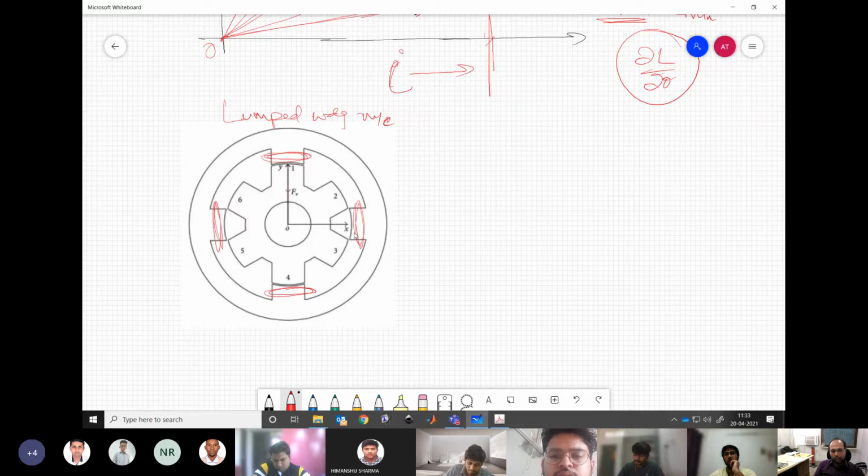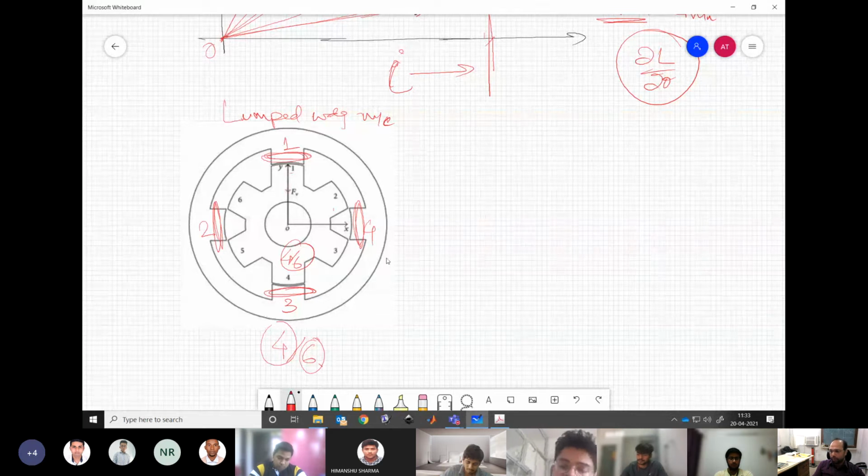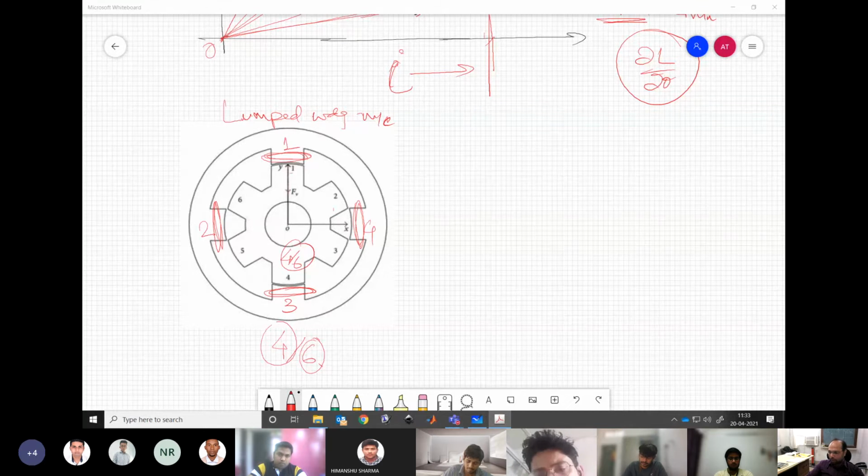Now, how are SRMs generally named? It is named as the number of stator poles by number of rotor poles. So as of now, if you see, there are 4 stator poles on this SRM and there are 6 rotor poles on the SRM. So this will be called a 4/6 SRM. Similarly, there could be many other combinations for SRM. Okay, one example, maybe if I show a little more complicated structure.